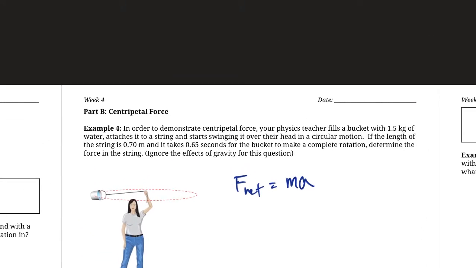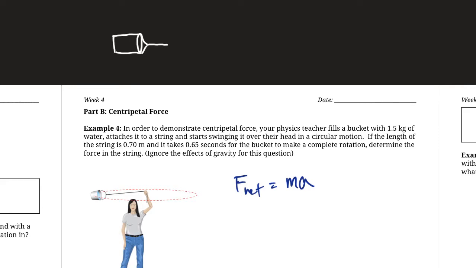Let's just draw a quick free body diagram of that bucket. Bucket on its side like this, and the string is attached over here. So the question is, what are the forces acting on this bucket? I just drew it as if it's on the left side like that. So what are the forces acting on this bucket?